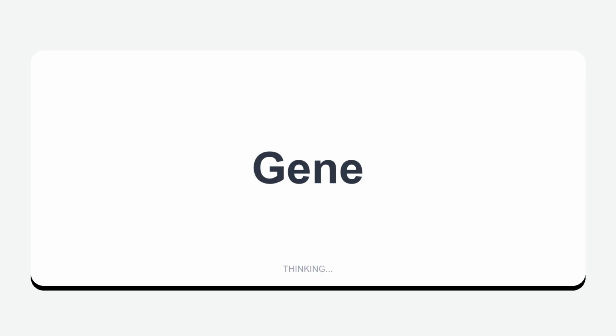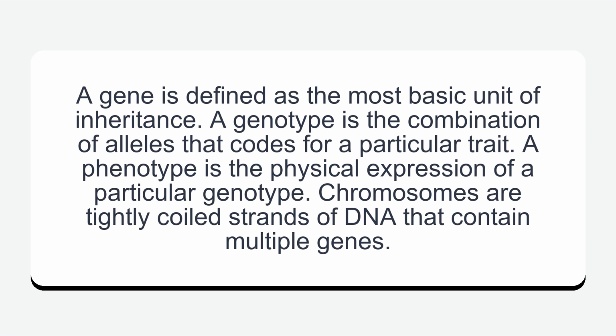Gene. A gene is defined as the most basic unit of inheritance. A genotype is the combination of alleles that codes for a particular trait. A phenotype is the physical expression of a particular genotype. Chromosomes are tightly coiled strands of DNA that contain multiple genes.